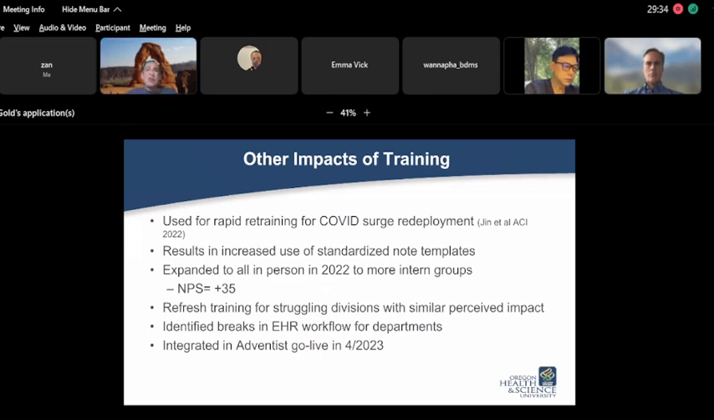Last but not least, some other data, as I said, we've shown that this standardizes our use of note templates. As I said, we've been expanding this every single year for all the interns, and our net promoter scores are staying in the 40s and 50s. And most recently, in the data I want to show you, OHSU has a satellite hospital. It's called Adventist. They were on a separate EHR until March of this year. And in March of 2023, they changed from one computer system to ours, which is called Epic.